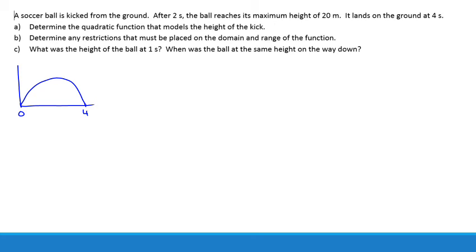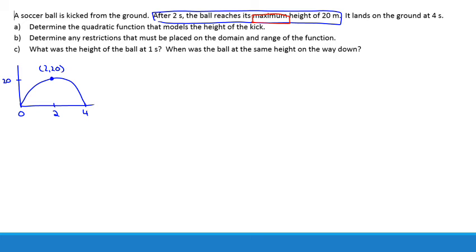My vertex, it says after 2 seconds, the ball reaches its maximum height. So that is the vertex. How do I know that's the vertex? Because it is saying maximum. And you may remember that from when we've talked about it before. So it says 2 seconds in, so that would be 2 halfway. It's going to be 20 meters in the air. All right, so I have a point there, 2 and 20.